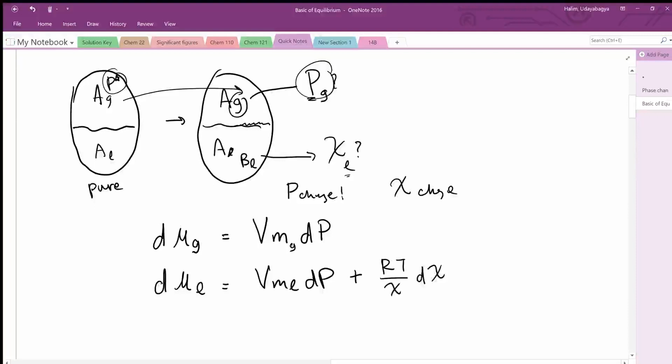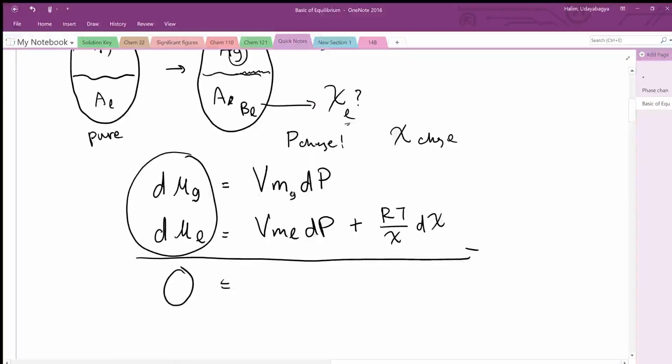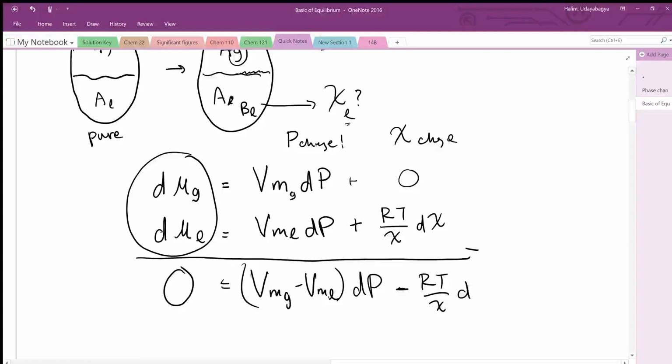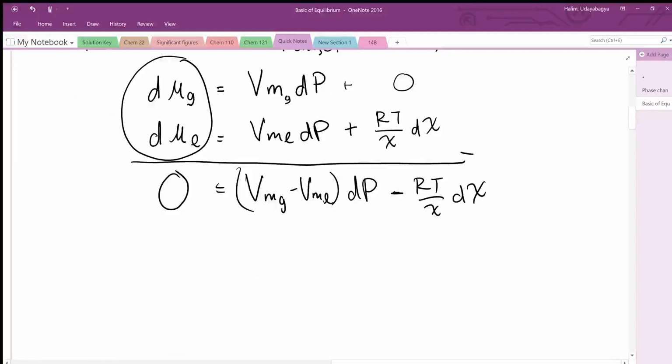And remember, equilibrium occurs when the difference between these two states is equal to 0. So if I subtract the top line from the bottom one, I should get 0. And 0 is equal to Vm of the gas minus Vm of the liquid times dP. And remember, this is 0 minus positive RT over chi, so it becomes negative RT over chi d chi. Now, I'm going to do one approximation: I'm going to assume the molar volume of the liquid is so small compared to the gas that it's more or less 0.